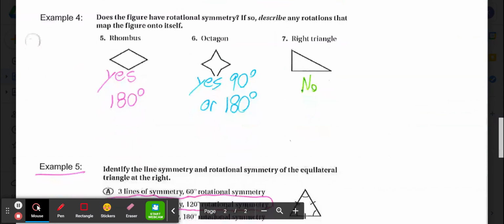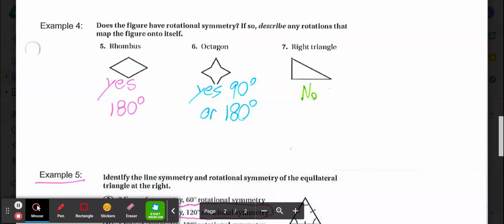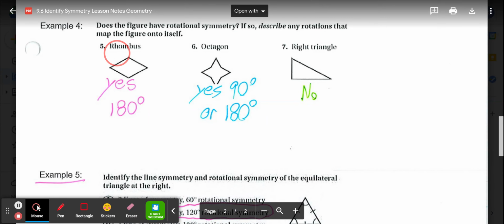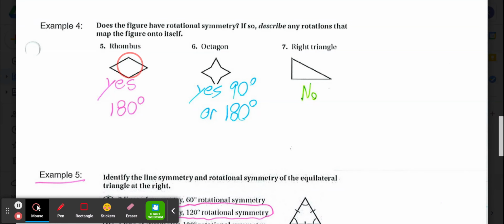Then example 4, looking at a similar concept. Do the figures have rotational symmetry? If so, describe the rotations that would map the figure onto itself. In this case, we have a rhombus. And yes, the rhombus, just like the parallelogram, has 180-degree rotational symmetry. This concave octagon has rotational symmetry of both 90 degrees and 180 degrees. And the right triangle here does not have rotational symmetry.